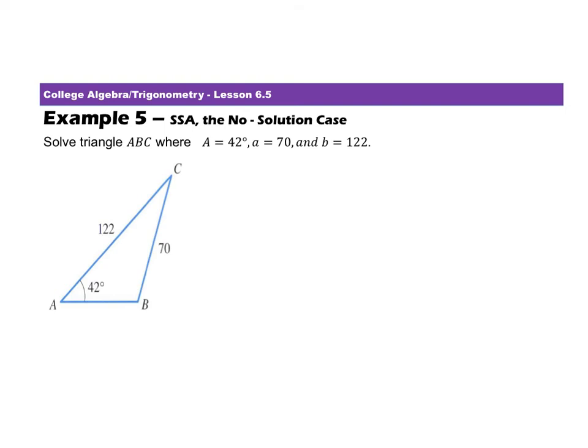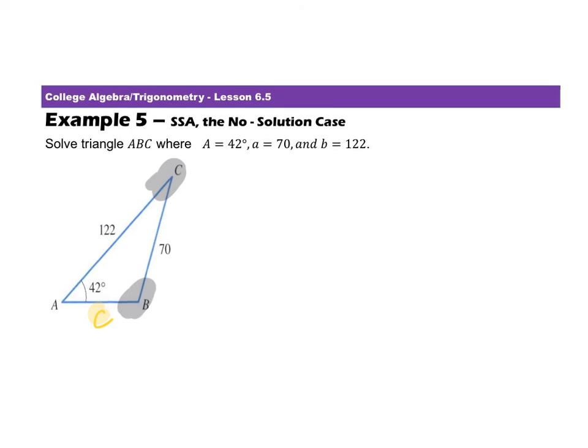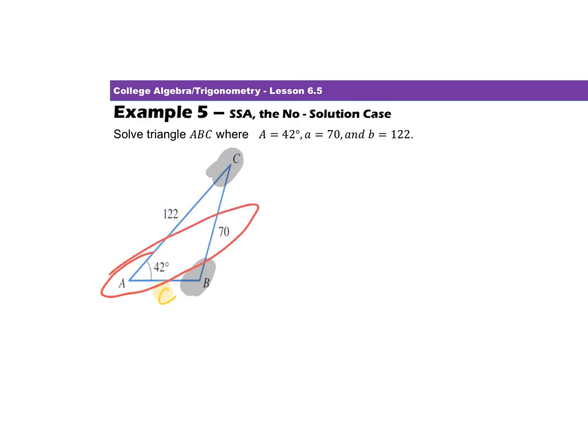Obviously, in your test or quiz, it's not going to tell you, oh, this one's a no solution case, but you can figure it out. If I'm going to solve this triangle, I have to solve for what's missing. So I need to solve for C, I need to solve for B, and I need to solve for side C, which is right here. So the first thing I'm going to do is look at the proportion that they gave me. They gave me this proportion between angle A and side A. So I know that the sine of angle A is 42 and the length is 70. So I'm going to set up my proportion.